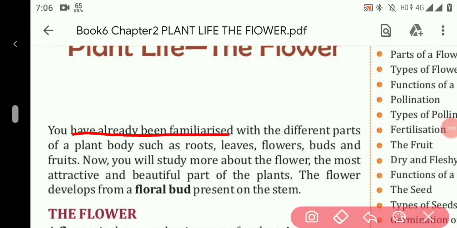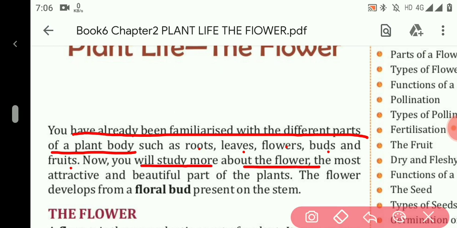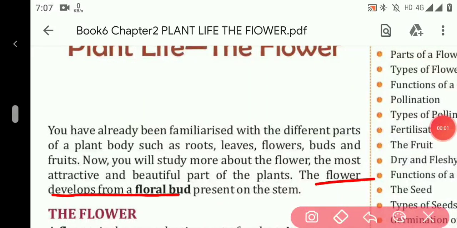You have already been familiarized with the different parts of a plant body. In the first chapter, we studied the different parts of the plant such as roots, leaves, flowers, buds and fruits. Now, in this chapter, you will study in detail about the flower. A flower is the most attractive and beautiful part of the plant. The flower develops from a floral bud which is present on the stem, and this bud grows and develops into a flower.